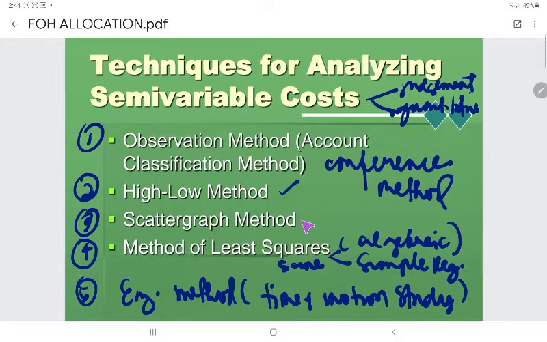So, ano yung tawag sa scatter graph method? This will be your visual fit. Okay? So, ang hindi natin pa nagagawa ay yung scatter graph, method of least squares, at saka observation method. So, you'll have a sample for that.